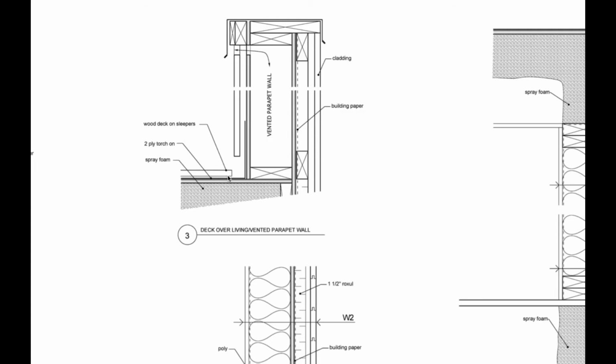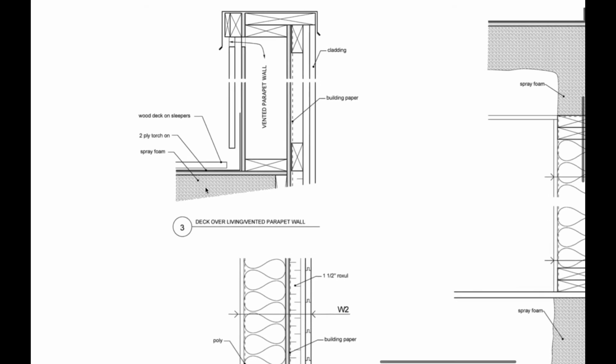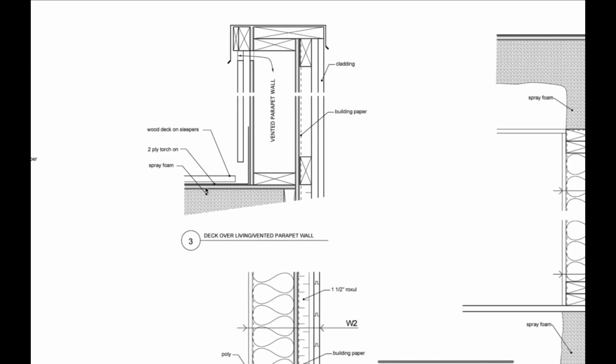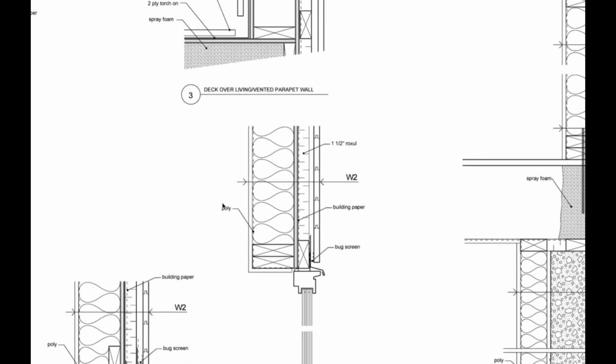Okay, so there's gonna be a wood deck on sleepers, and then there's gonna be 2 plies of torch-on underneath that, and then spray foam insulation. Okay, it's good to see. So you're gonna do spray foam in the joist space underneath.